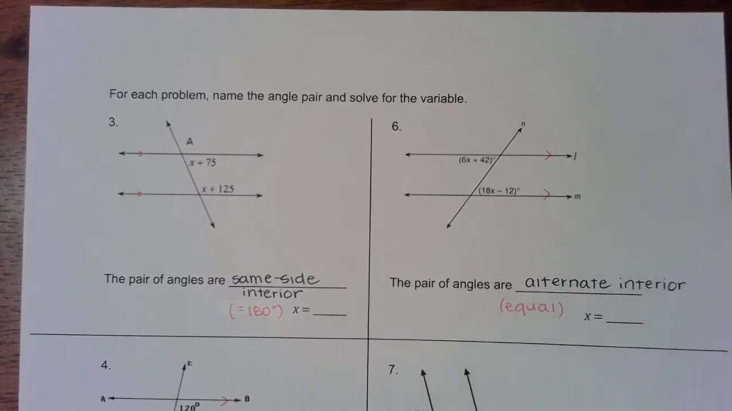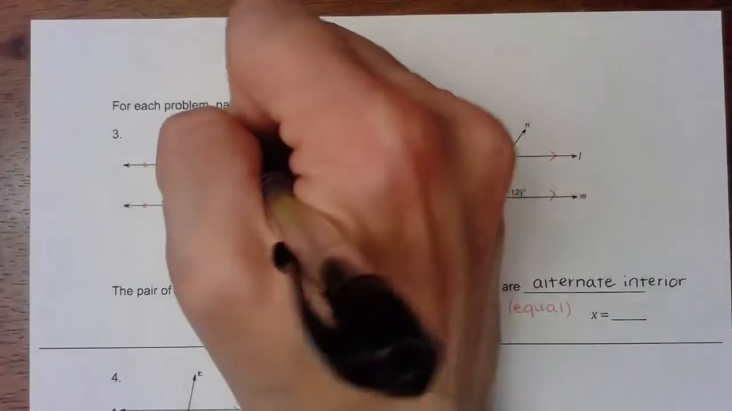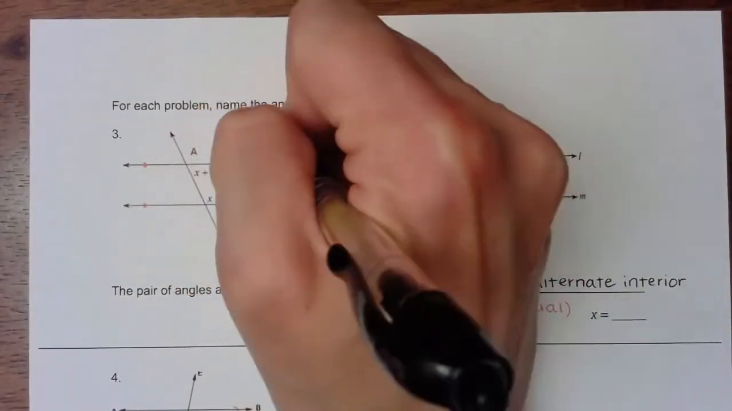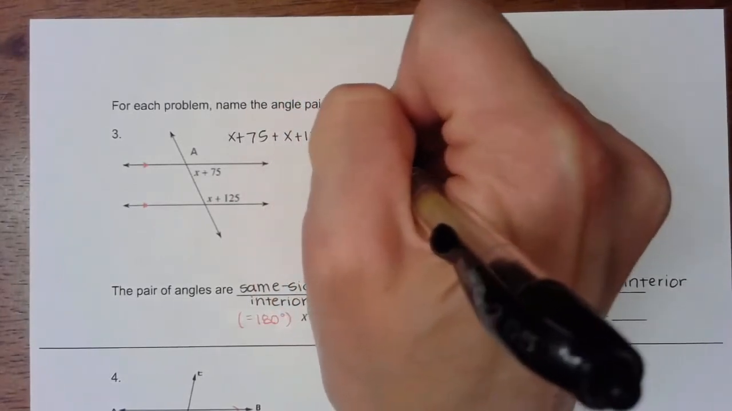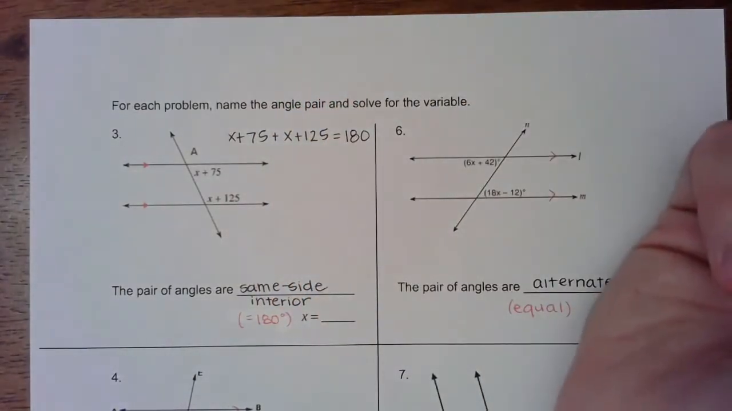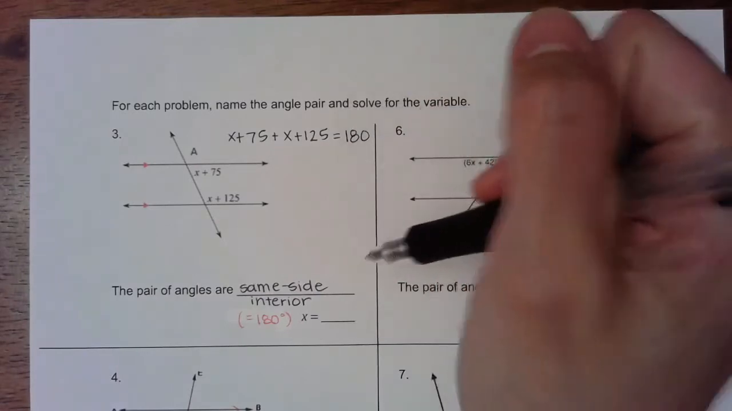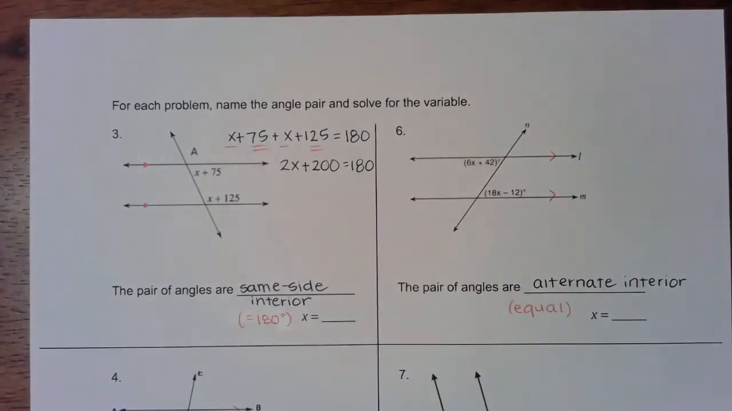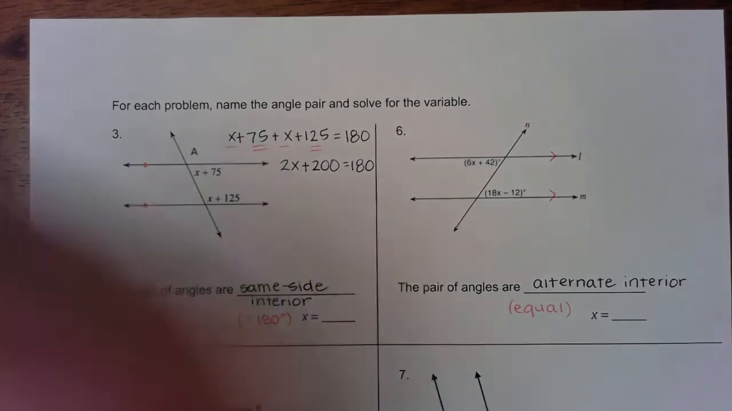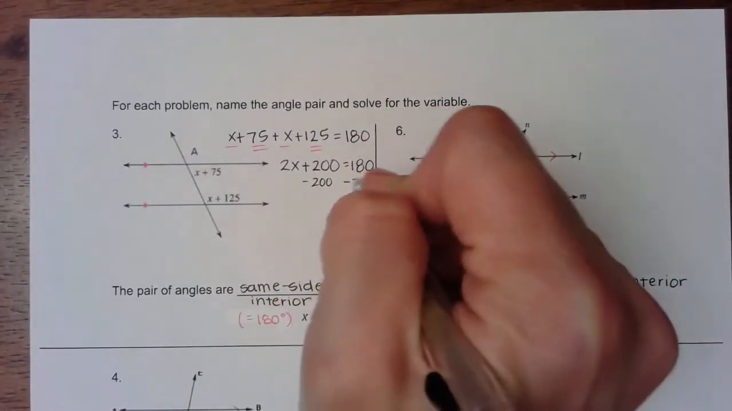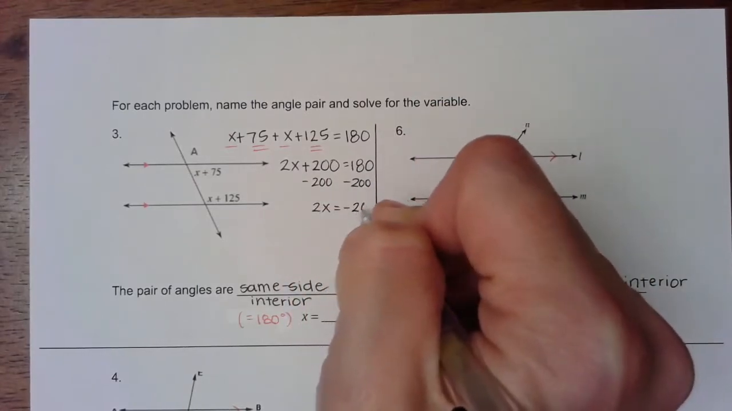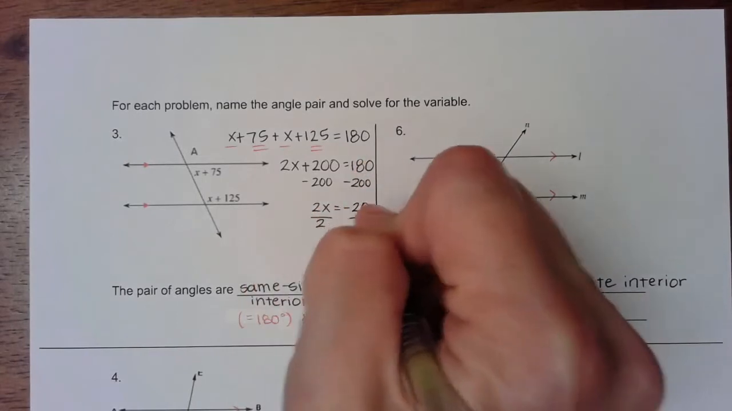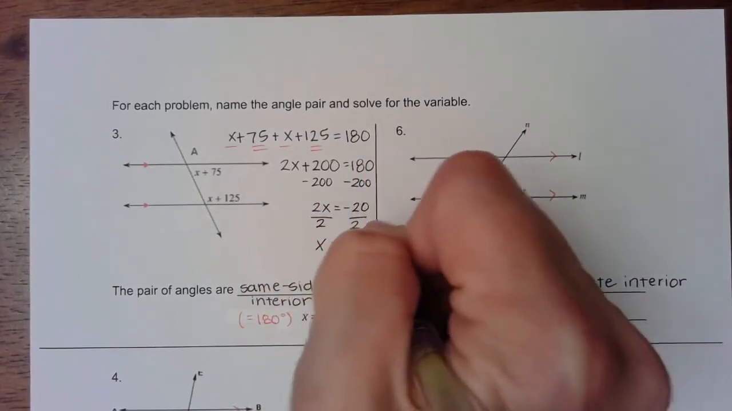So when you set up the equation to solve for this one, you're going to have to say x plus 75 plus x plus 125 has to be equal to 180 degrees, and then you'll solve the equation for x from there. Once you combine like terms, you'll get 2x plus 200 is equal to 180. You'll minus the 200 from both sides, so 2x is equal to negative 20. And so you'll get x is equal to negative 10.